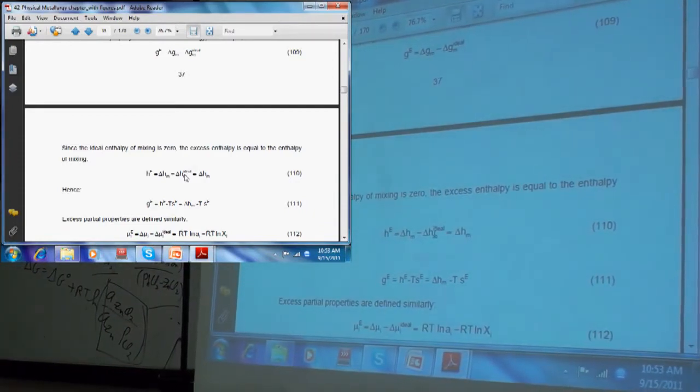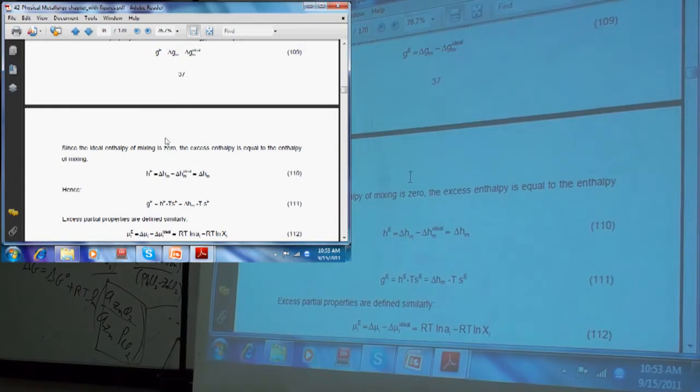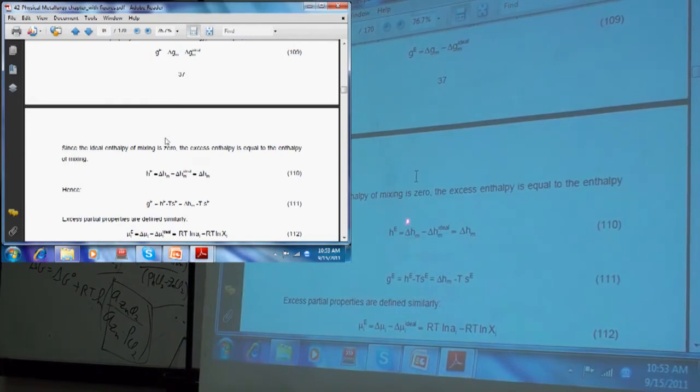That's only true for the case of H, where the ideal is equal to 0. Rarely do you actually see H excess. Most people just talk about delta H. So the excess entropy S excess is the difference between delta S real and delta S ideal. G excess is H excess minus T S excess. Since H excess is delta H, you can generally write it this way. So the excess Gibbs energy is the heat minus T times the excess entropy.